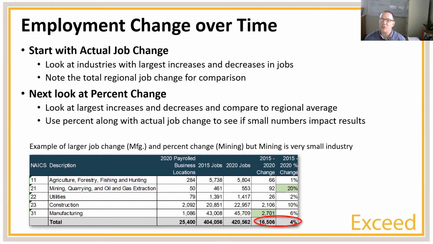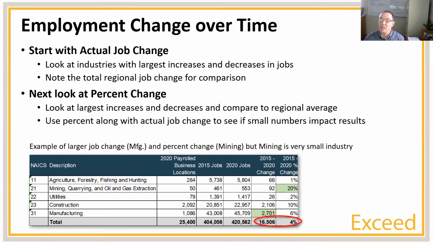So the very first thing you want to understand is, of course, the actual change in jobs between those 2 periods, and that is in that column, 2015 to 2020 change in jobs. So you're going to look at that and look at the industries with the largest increases and decreases in jobs, and also keeping in mind the total amount of change in jobs for that region. So for example, in this region, there was 16,000 jobs added over that 5-year period, and 2,700 of those were in manufacturing. So that's a pretty significant number.